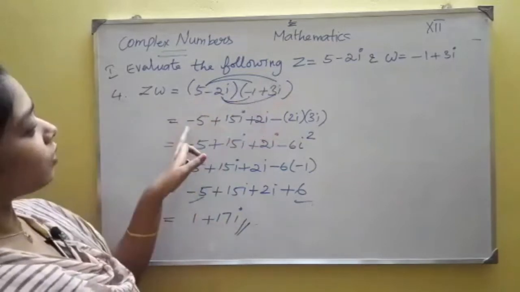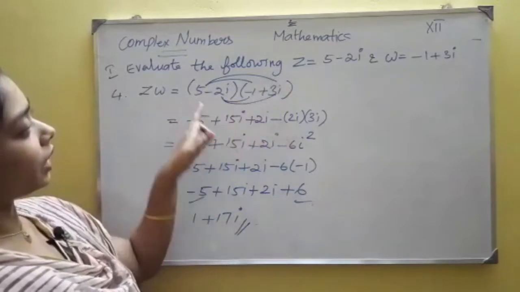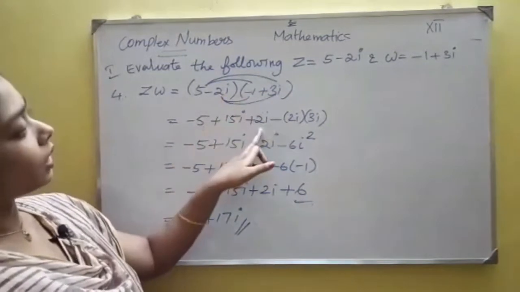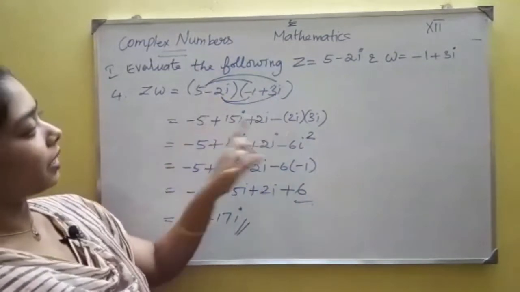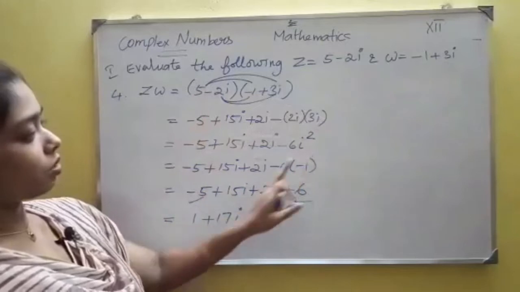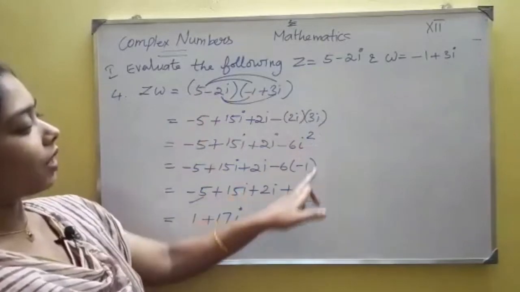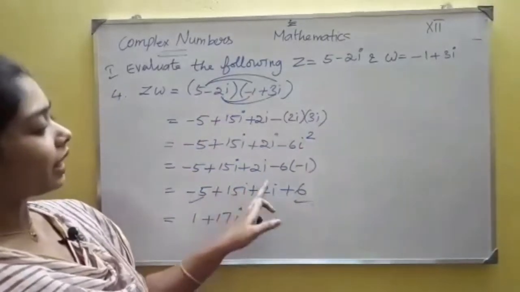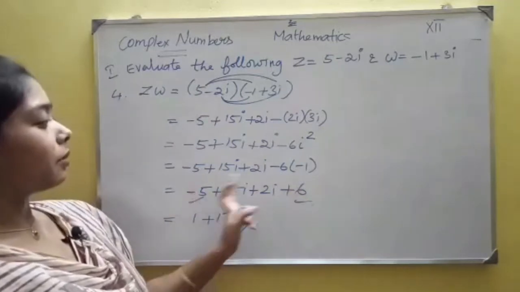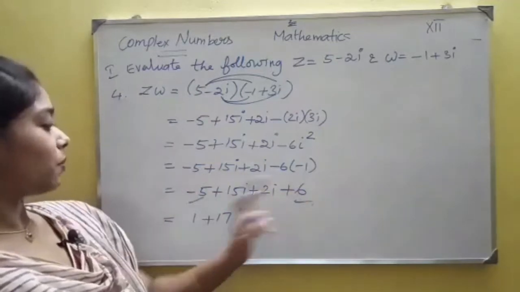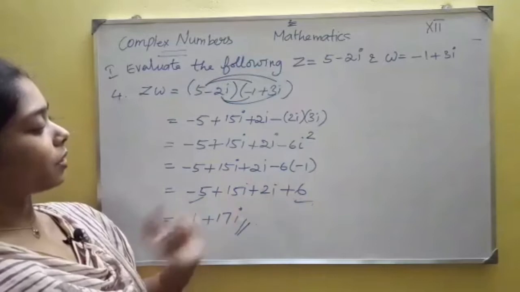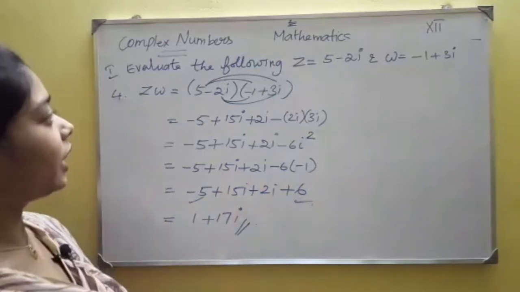5 into minus 1 is minus 5, 5 3s are 15i, and minus 2i into minus 1 is simply 2i, plus into minus minus, 3 2s are 6i square, that's all. You will get this step. Now i square value is minus 1. Now you are just adding the real part separately, imaginary part separately. While adding minus 5 plus 6 you will get 1, and 15i plus 2i you will get 17i.